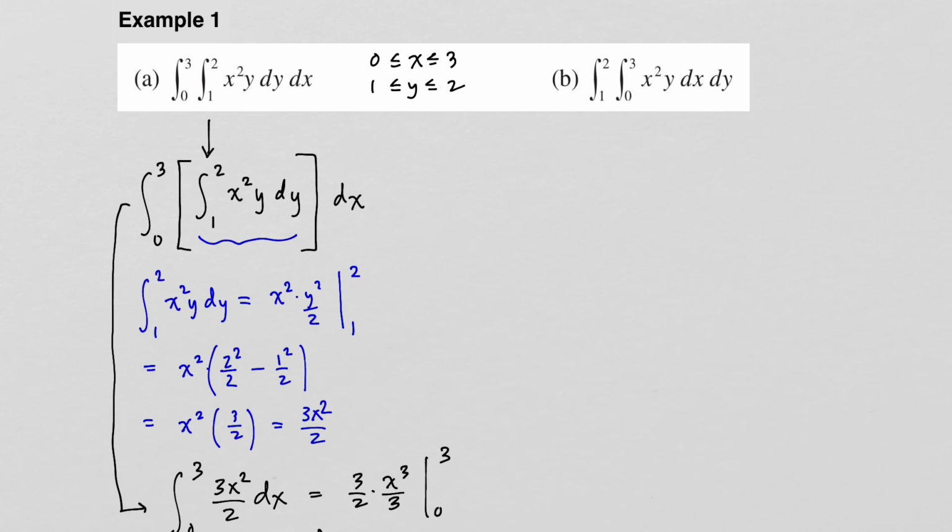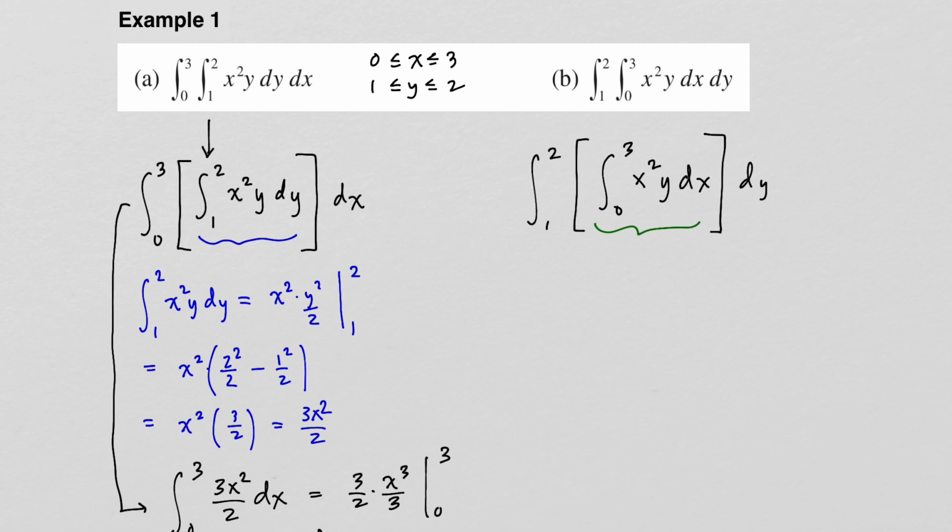Now we can also do it the other way. So the other way is what we have over here. And so that's going to be the integral from 1 to 2. And then first we're going to integrate from 0 to 3, x squared times y dx, and then dy. And so here I'm just going to focus on doing this integral first. So the integral from 0 to 3, x squared y dx. We're integrating with respect to x, so we treat y like it's a constant.